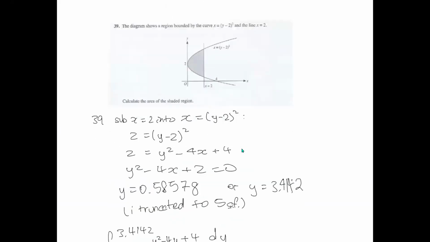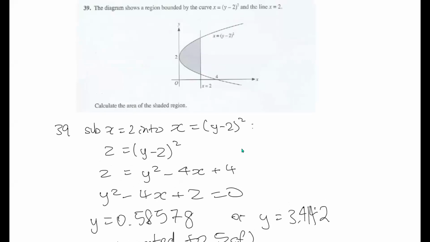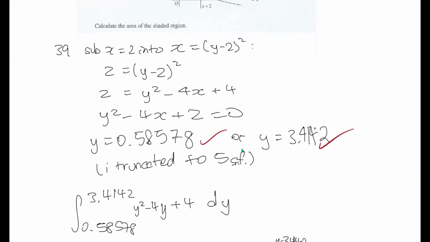Question 39. The diagram shows a region bounded by the curve x equals y minus 2 bracket square and the line x equals 2. Calculate the area of the shaded region. Sub x equals 2 into this guy: 2 equals bracket y minus 2 bracket square. Expand: y square minus 4y plus 4. Bring the 2 over, you get y square minus 4y plus 2 equals 0. Solve, you get the two values. Let me just double check with the calculator first.